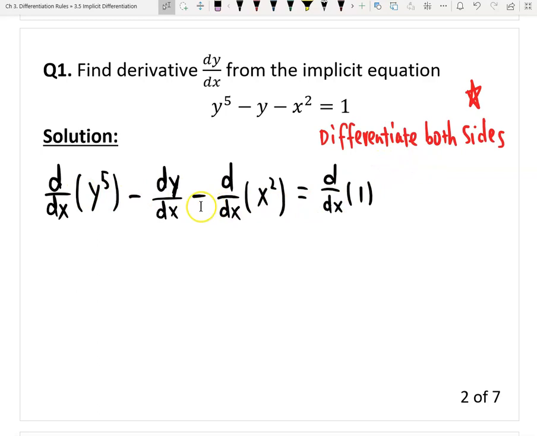I wrote all the details. Now we're going to find all the derivatives one by one, term by term. How about the first term? This is the most important. Can you see y raised to the fifth power? What kind of function of x is this? This is a composite function of x, because y is a function of x. It is not a power function but a composite. Let me put it here.